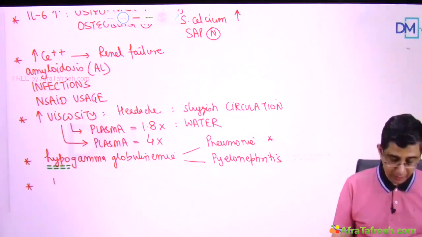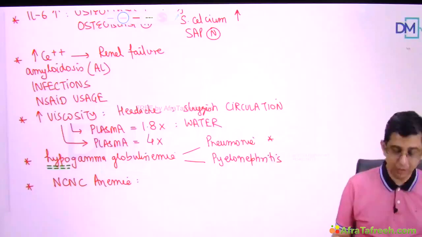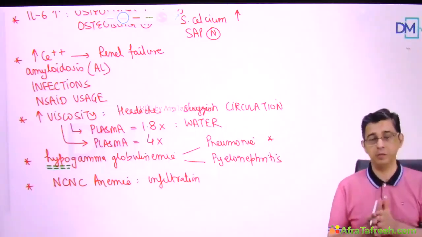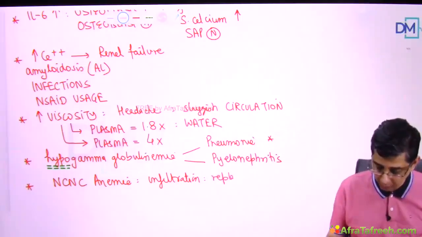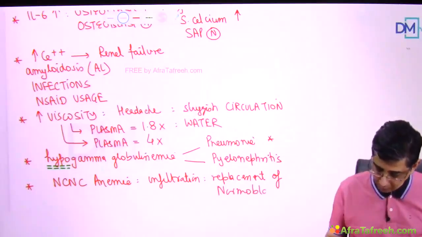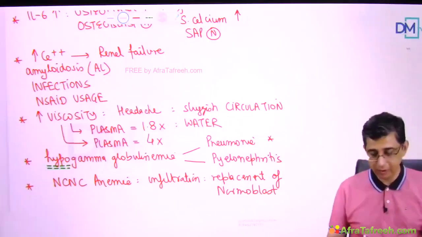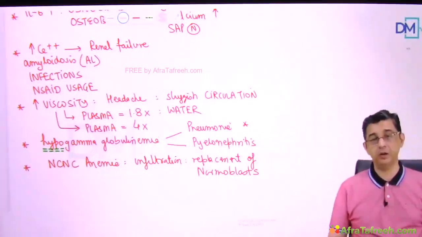Because this is a chronic disease, a normocytic normochromic anemia would develop in the patient. Another reason for anemia in these patients is infiltration of the bone marrow by the myeloma cells. Myeloma cells cause replacement of the normal bone marrow, so the normoblasts are replaced, which results in normocytic normochromic anemia, where the RBC size and the amount of hemoglobin inside them is normal, but the RBC count is significantly reduced.